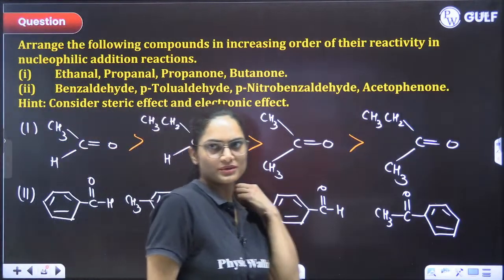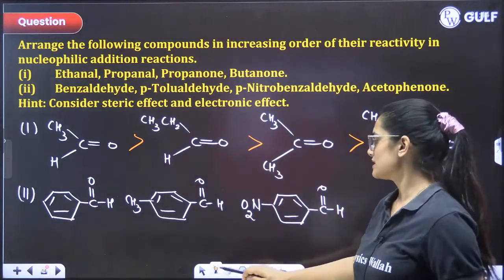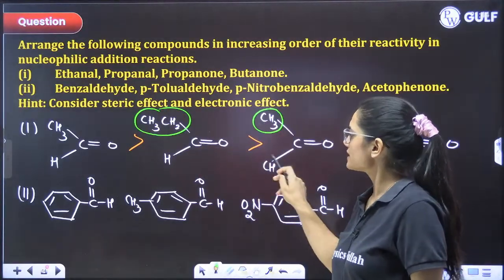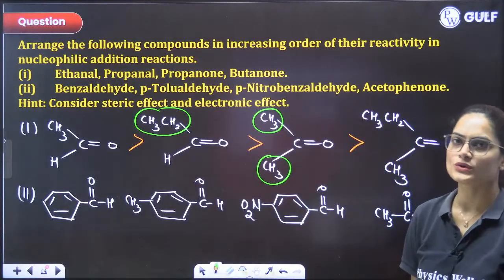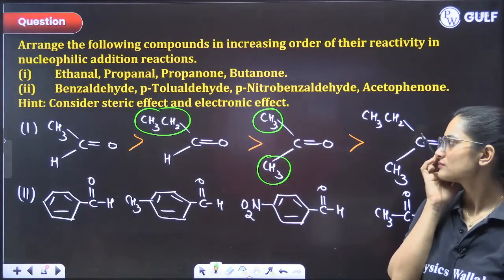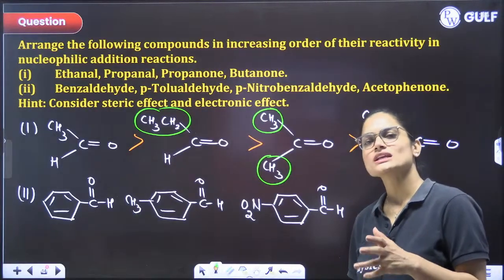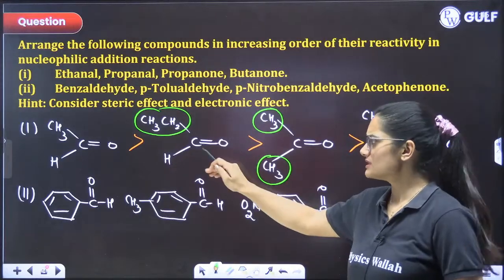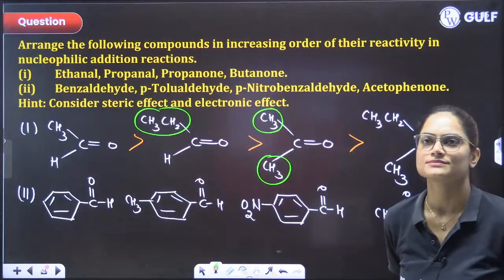Shouldn't propanal and propanone be the same now? No. If I talk about propanal and propanone, you can see there is hindrance from one side only here, but here there is hindrance from both sides. Hindrance here is more as compared to this one. Ma'am, but in propanal the hindrance is from a bigger alkyl group, right? The nucleophile will attack from one side only. It will not attack from both sides, it will attack from one side only, and from this side hindrance is not there, so it can easily attack as compared to this one. Okay.